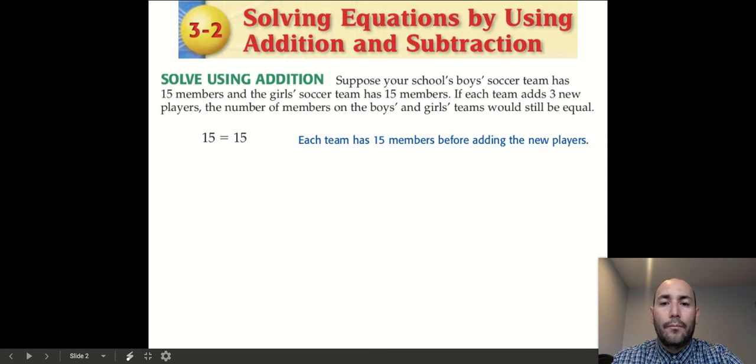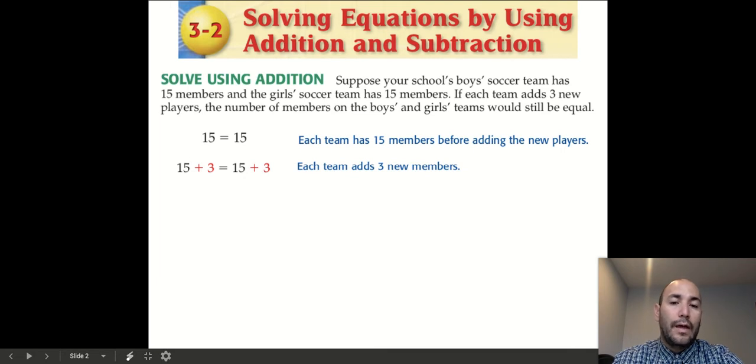Now, if both teams added 3 new players, right? Which means to the 15 I had, if I added 3 here, and on this team I also added 3, that would tell me that now this team has 18 and this team has 18, which means that both teams still have an equal number of players. So even though the number of players on each team changed from 15 to 18, the number of players is still equal because both teams added the same number of players.